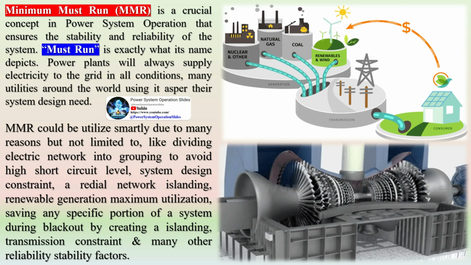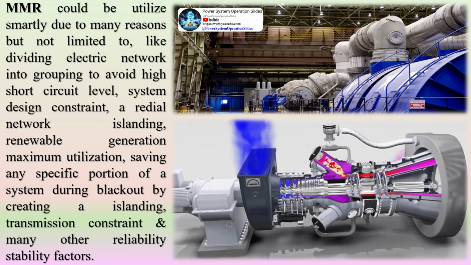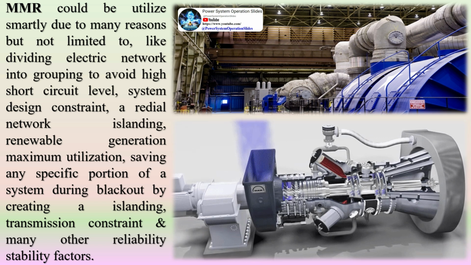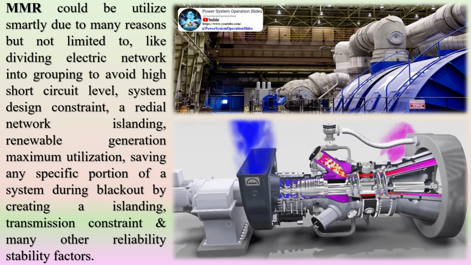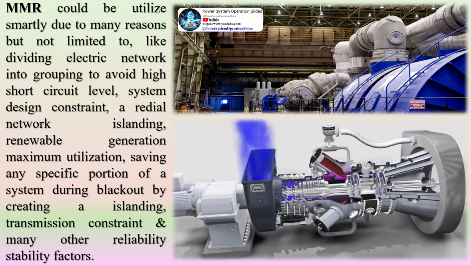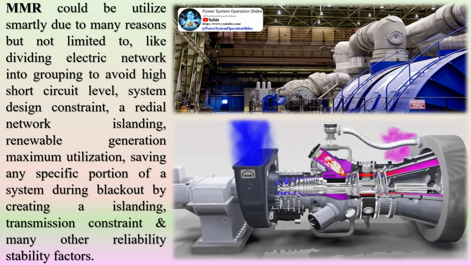MMR could be utilized smartly for many reasons, but not limited to: 1. Dividing the electric network into groupings to avoid high short circuit levels. 2. System design constraints. 3. A radial network islanding. 4. Renewable generation maximum utilization. 5. Saving any specific portion of a system during a blackout by creating an islanding. 6. Transmission constraints and many other reliability and stability factors.